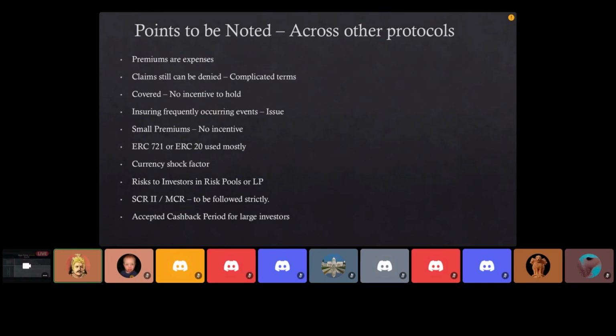And then small premiums, again we discussed. ERC 721 we discussed. And currency shock factor, again we are using USDC in the assurance NFT, a stablecoin, so volatility is also factored in there. And risk to investors and SCR we discussed. Accepted cash period also we discussed.